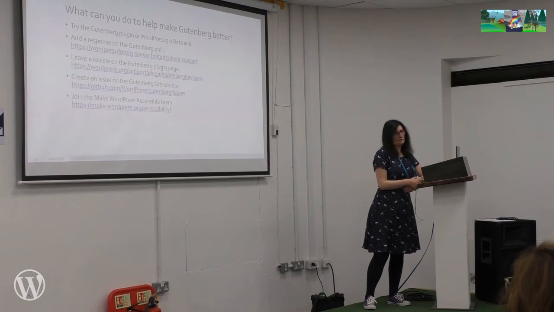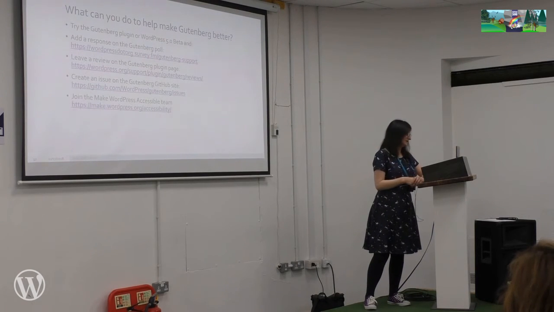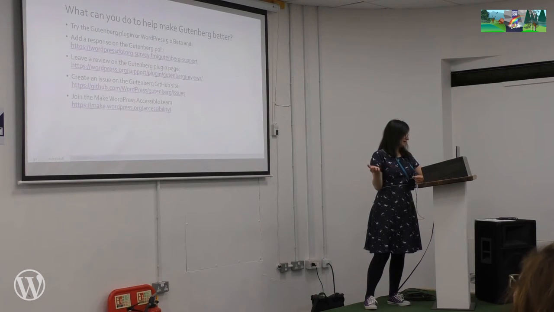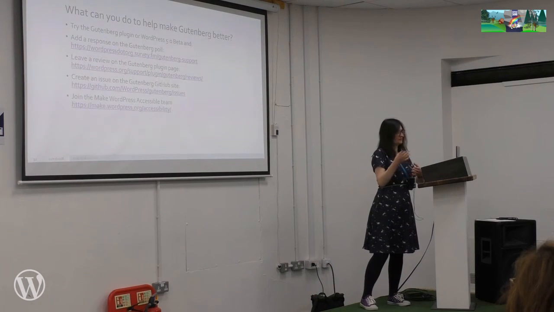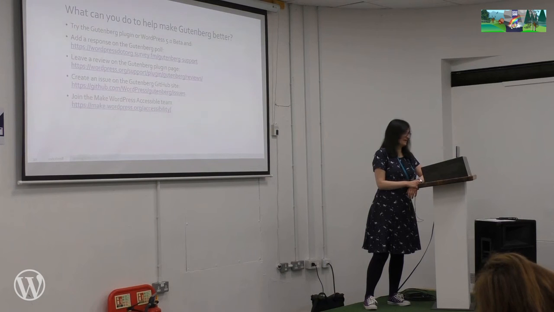So if you want to help make Gutenberg better, what can you do? Well, you can try the plugin as it is just now, or you can download WordPress 5 as a beta version. It's constantly being updated. I think we're on beta 5 just now. You can add a response. There's Gutenberg polls where you can give your feedback. You can leave a review on the Gutenberg plugin page. If you have a GitHub account, you can create an issue there. And if you're inclined, you can also join the Make WordPress Accessible team. I've been working on the Gutenberg user manual for assistive technologies, and I would love some help or feedback. You're more than welcome.